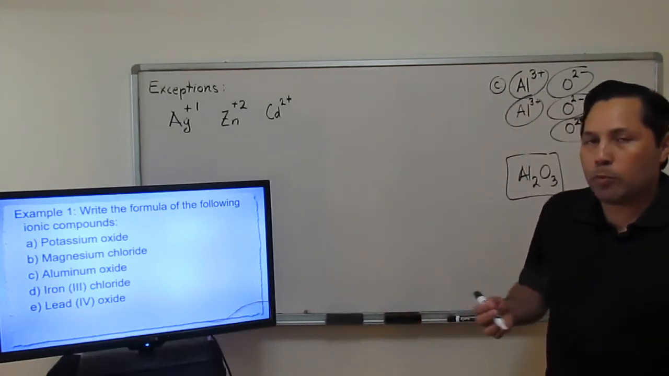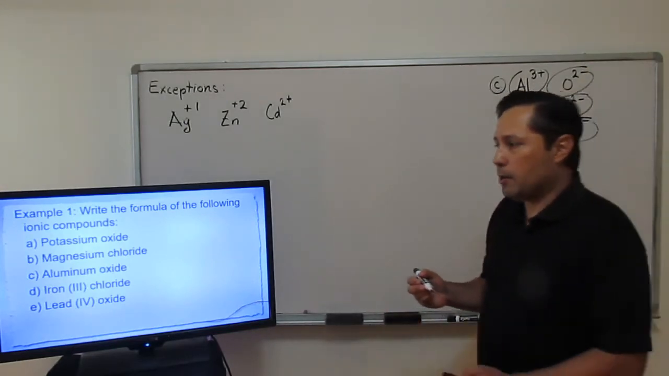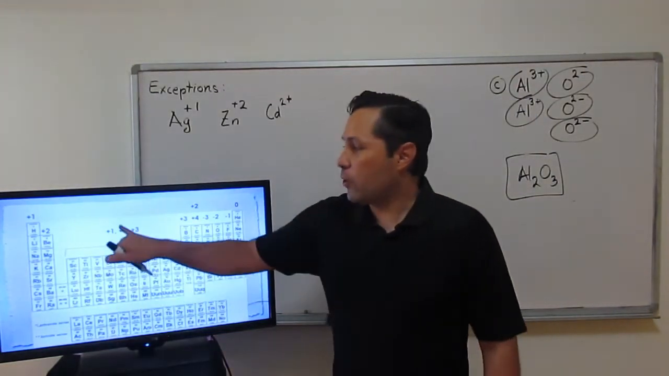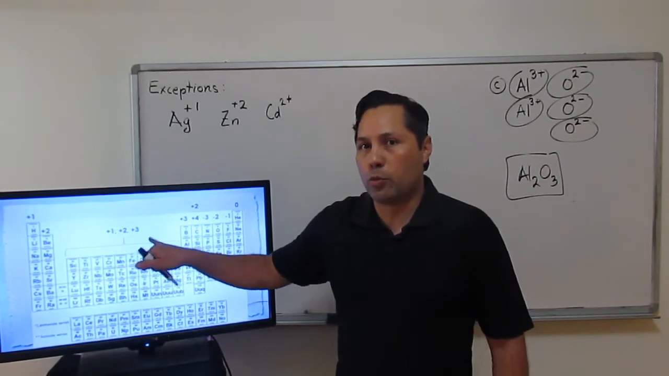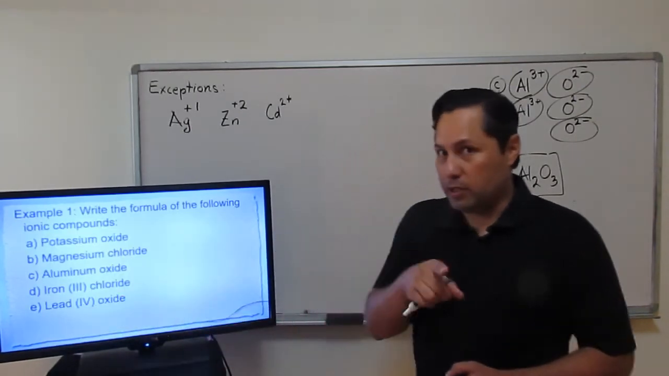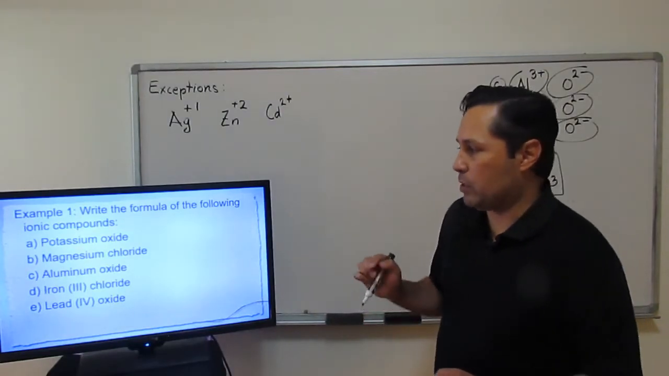Alright, so iron, Roman numeral 3. Iron, notice that it's right here. It's a transition metal. It could have been a 1, it could have been a 2, could have been a 3. So since you don't know, that is why they let you know. Oh, it's number 3. That's what that Roman numeral 3 means right there.